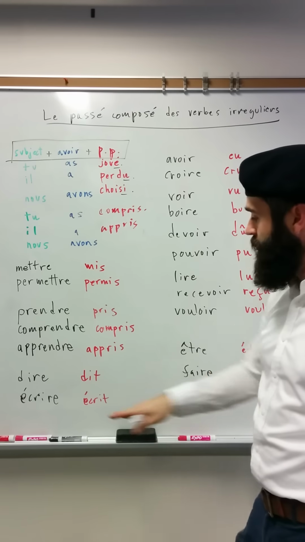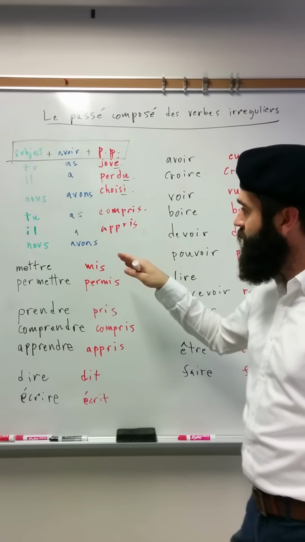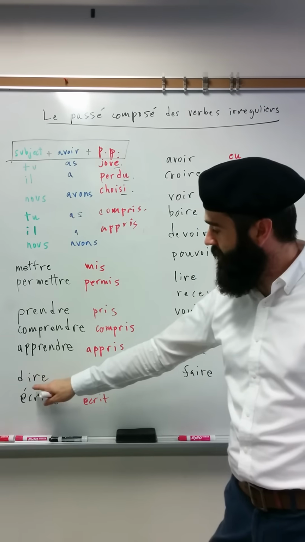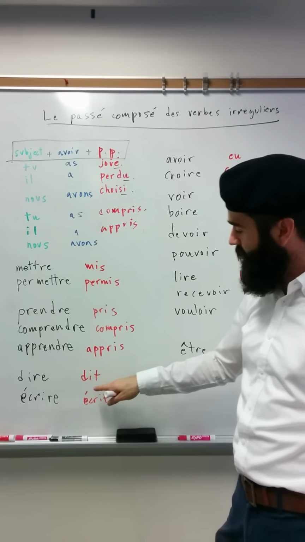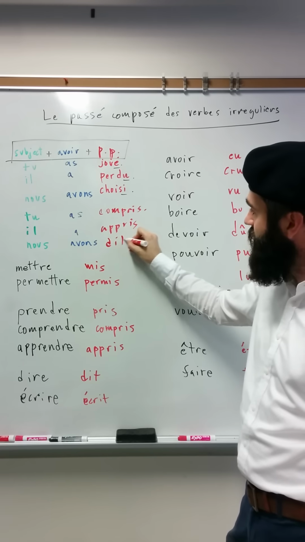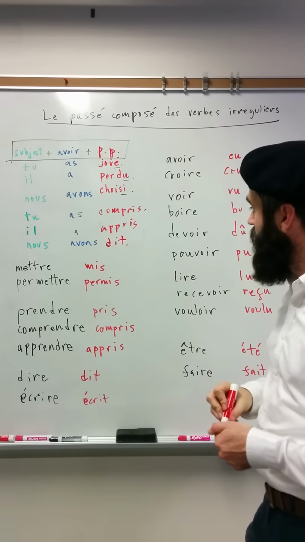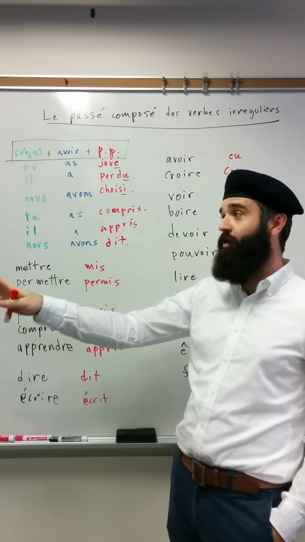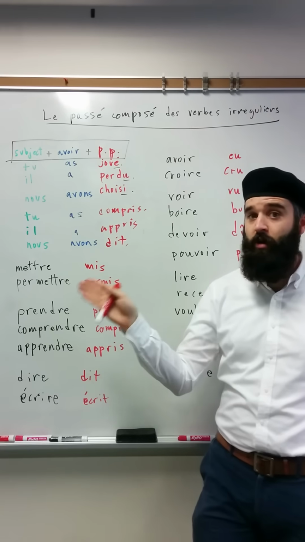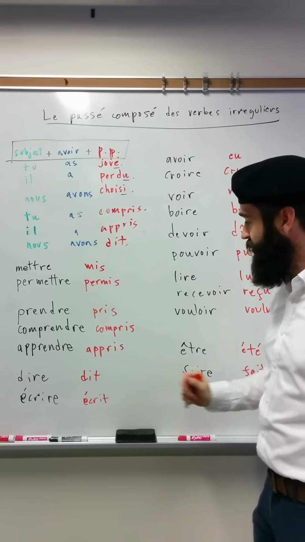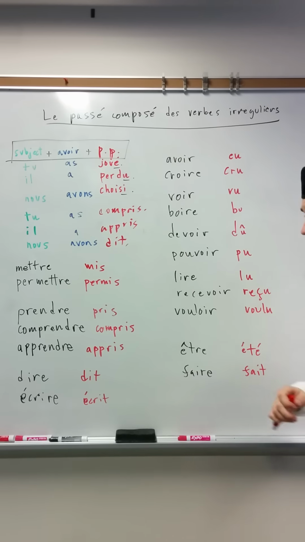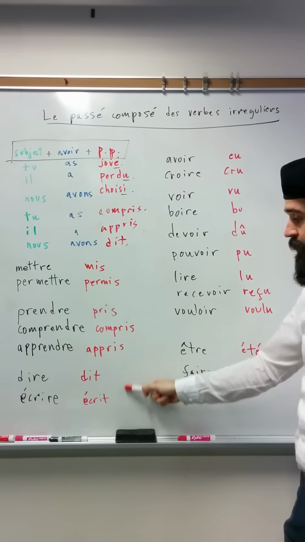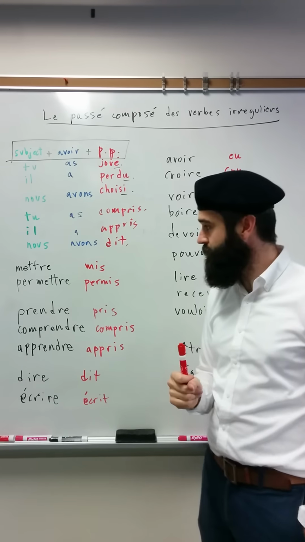Let's go with we said. So we said something. Look down for dire, which of course means to say. The past participle is dit, so it's nous avons dit. Okay. So these, all these past participles. So just as we had to learn the conjugation for all of those irregular verbs, we have to learn the past participle of all of these irregular verbs. So you need to memorize these so that you can use them quickly.